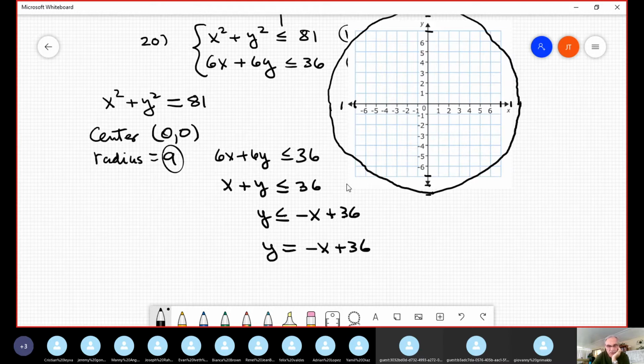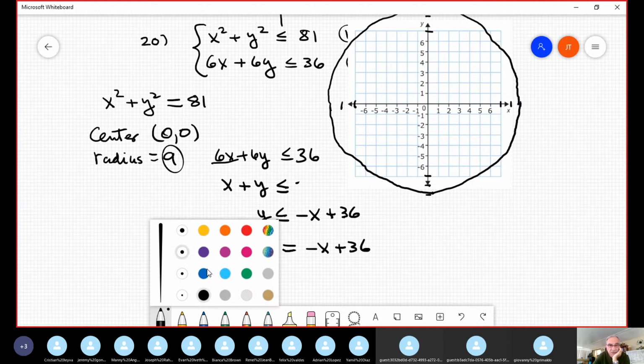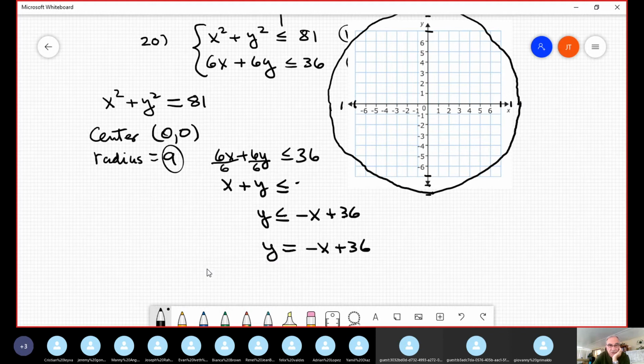Wait. I make a mistake, right? Do you think I make a mistake? This 6 here, is it on the wrong side? Absolutely. You divide by 6. Look, I was doing it too fast. x plus y is equal to 6. Yes, of course. If you divide by 6, you divide everything here by 6. So it's 6 here, and it's 6 here.